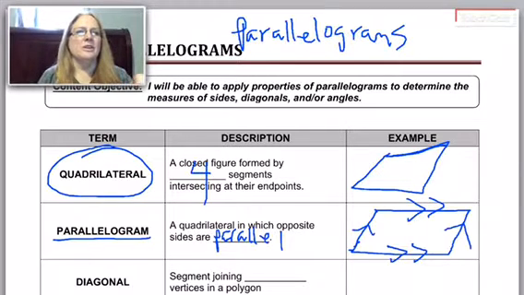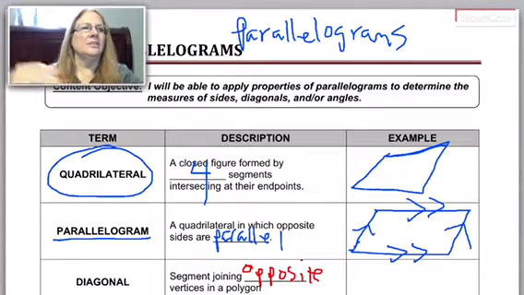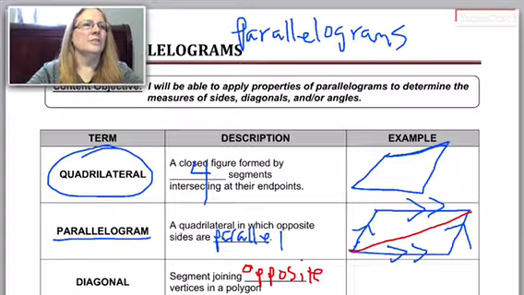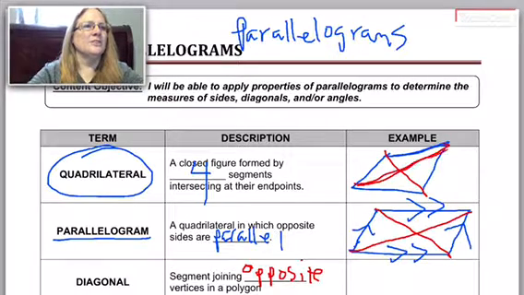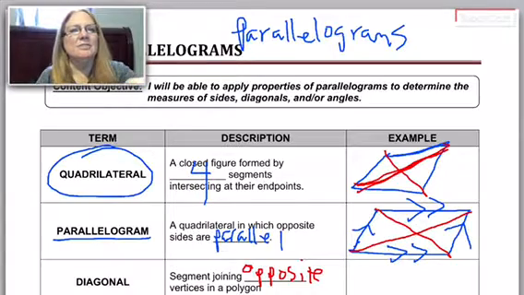And then the last term here is a diagonal. So a diagonal is a segment joining opposite vertices in a polygon. So in this one here, there's a diagonal, there's a diagonal. We also have diagonals in this one as well, but pretend those are straight lines. I did my best. Okay, so now let's look at some specifics.